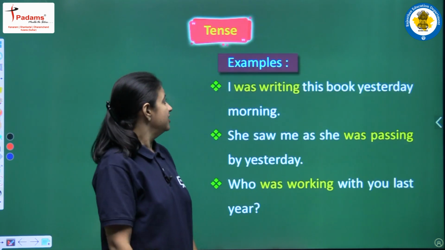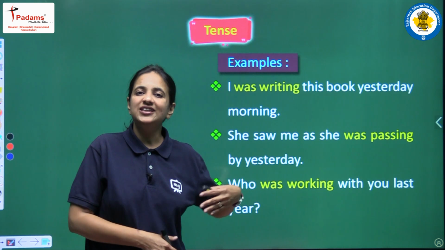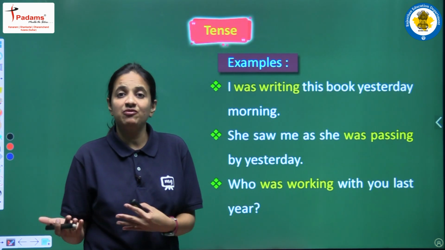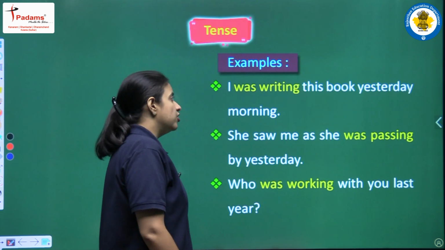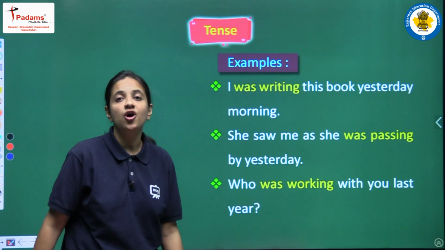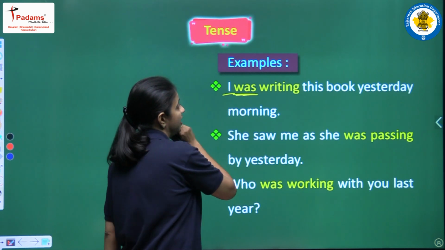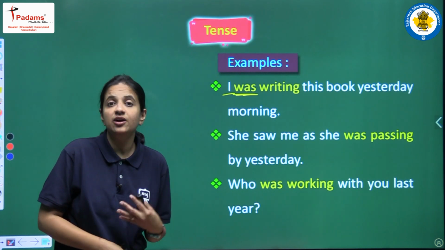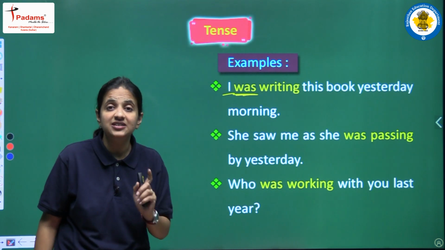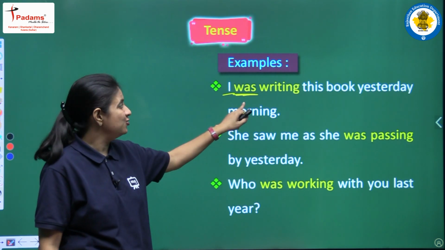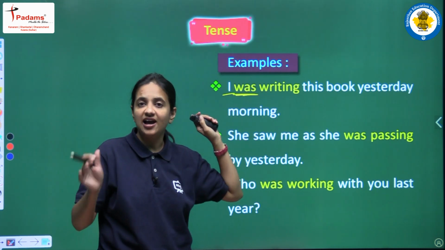Clear? Next, let's see some examples that are related to all these things we have discussed, like helping verb and main verb. The first sentence we are having: I was writing this book yesterday morning. The thing we have discussed is that we will use was with I. Yes, I is considered a plural subject, but in this tense, past continuous tense, just learn this thing that we have to use was only. And the first form is write, so we will add ing with write.